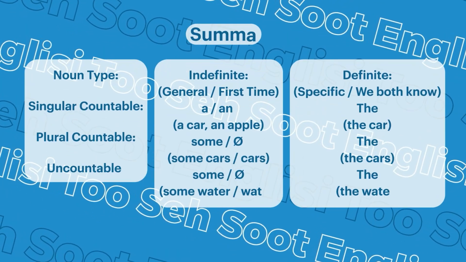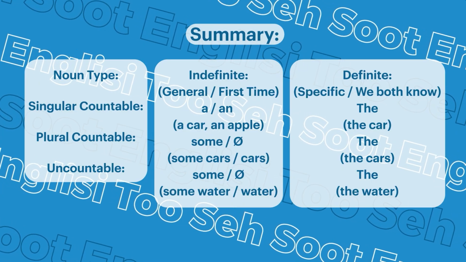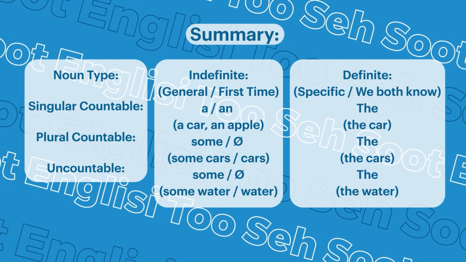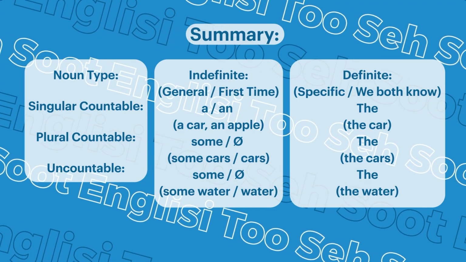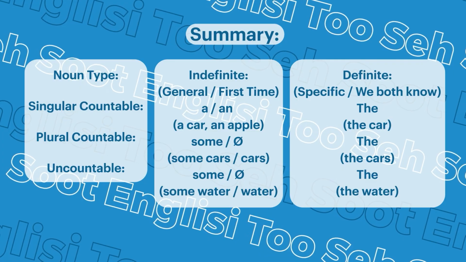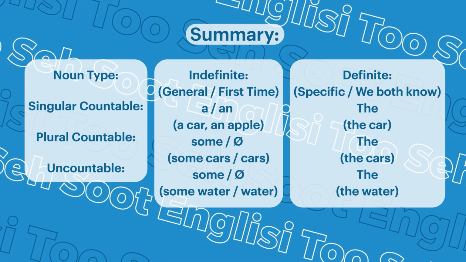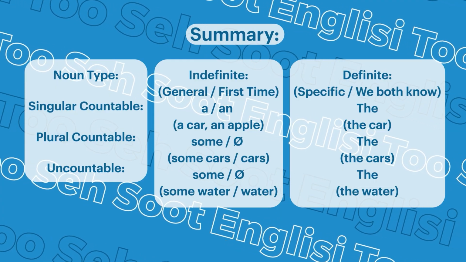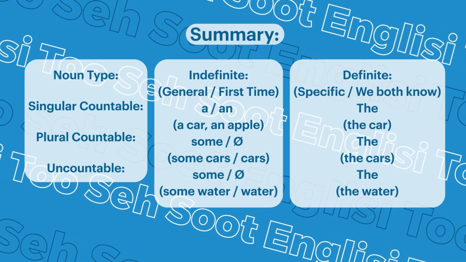Okay, let's have a quick summary. First of all, as I told you, we have 3 types of nouns: singular countable, plural countable, and uncountable. And we have 2 types of articles. First of all is indefinite, which is something general, or something we are talking about for the first time, and definite. Definite is something that is specific and we both know which or what it is.